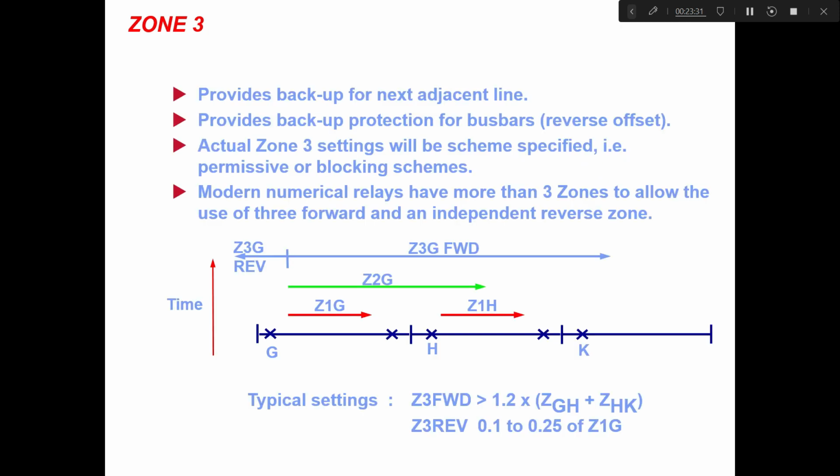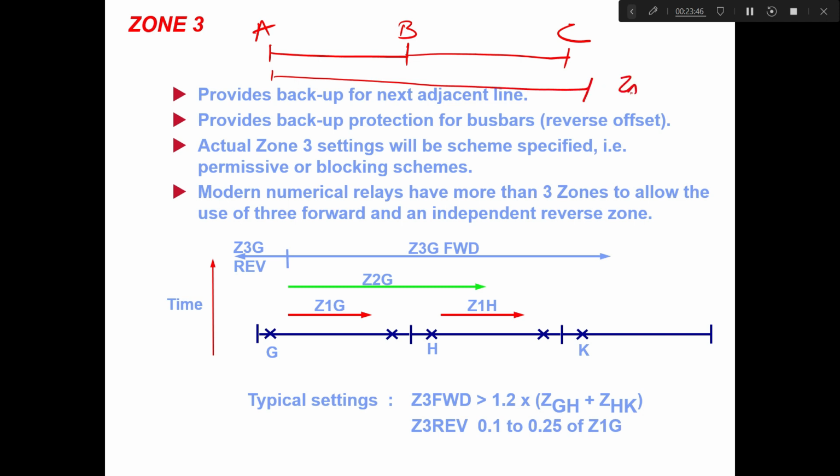Moving on, zone 3. Zone 3 provides backup for the next adjacent line. So if you have two transmission lines and three substations, the zone 3 will be up to this point, that is ZAB plus ZBC into 120%. And this is generally to take care of the relay failure at this location, or any types of problem, so that you are considering the longest line. In case of a problem, if the longest line is not able to protect, then the relay at A will clear the fault.